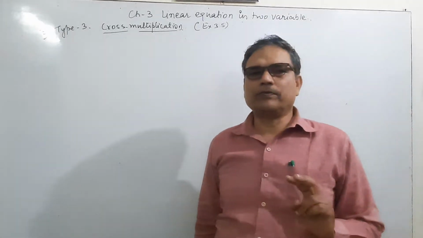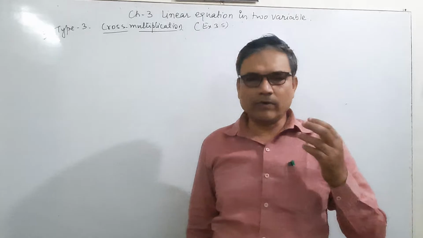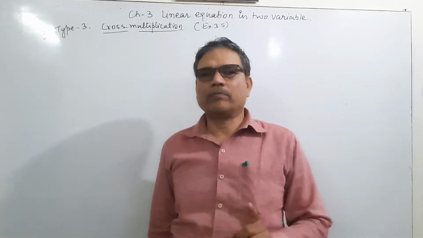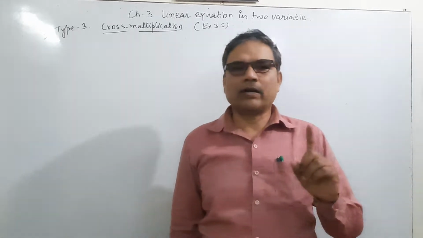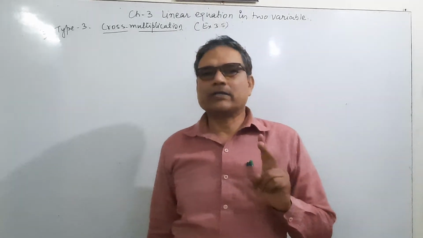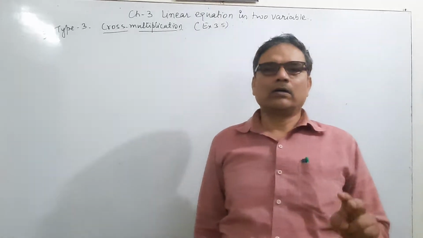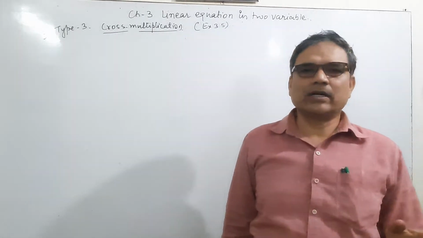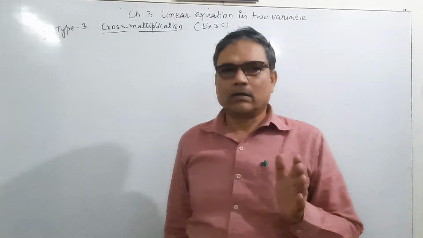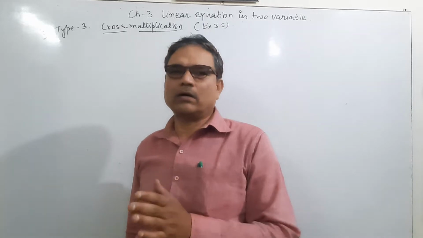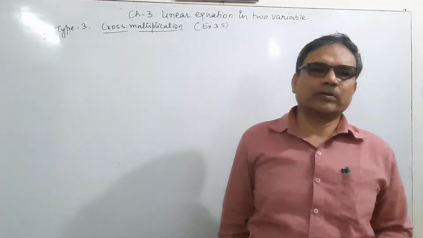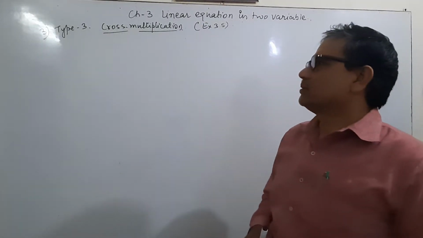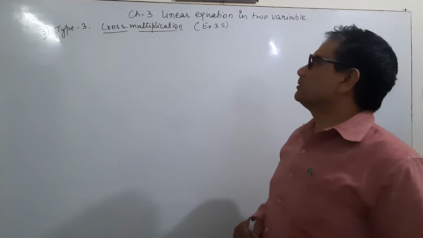In exam, if the examiner asks you to find x and y or solve x and y by cross multiplication, then you have to find it by the cross multiplication method. If it says substitution method, then you have to find it by substitution method. If it is mentioned elimination method, then you have to use the elimination method. If it is not mentioned anything, neither substitution, elimination, nor cross multiplication, then you can apply any formula. But here we will solve for x and y by cross multiplication.